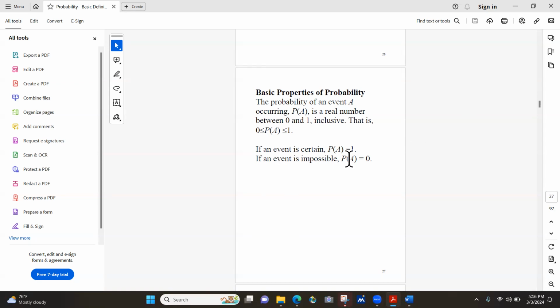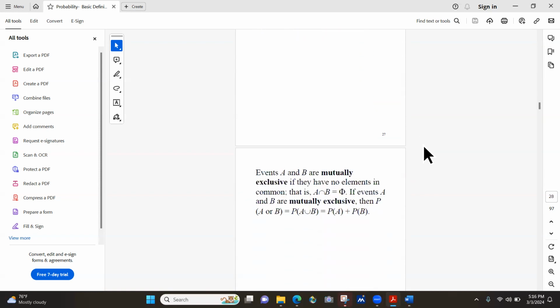This is called a certain event. When the probability is 1, the event is certain. When the probability is 0, we call it an impossible event. It will never happen.